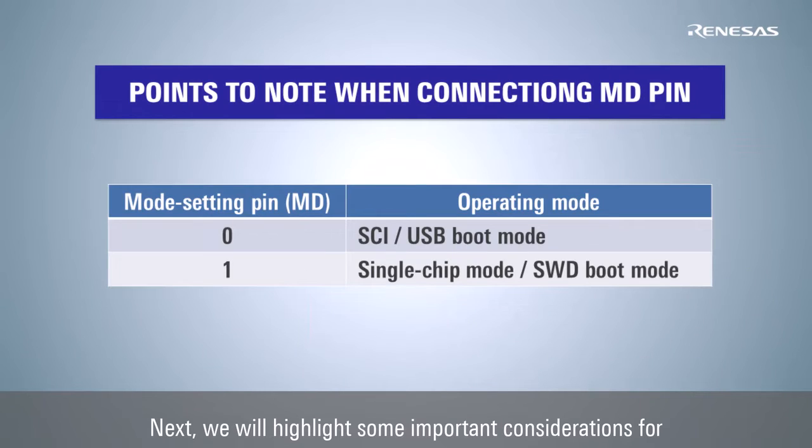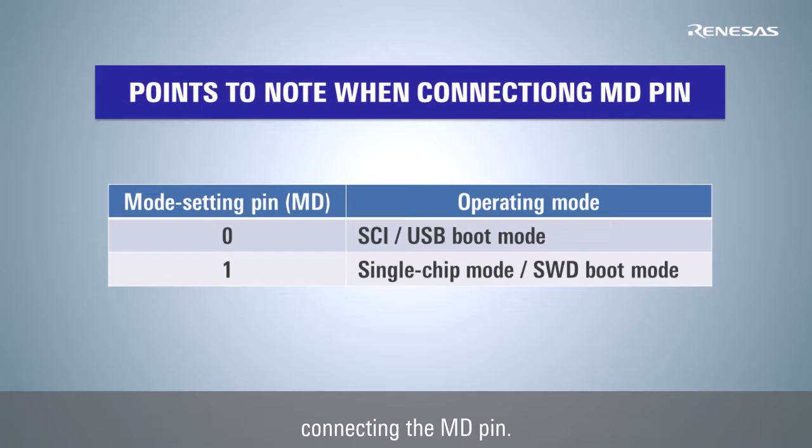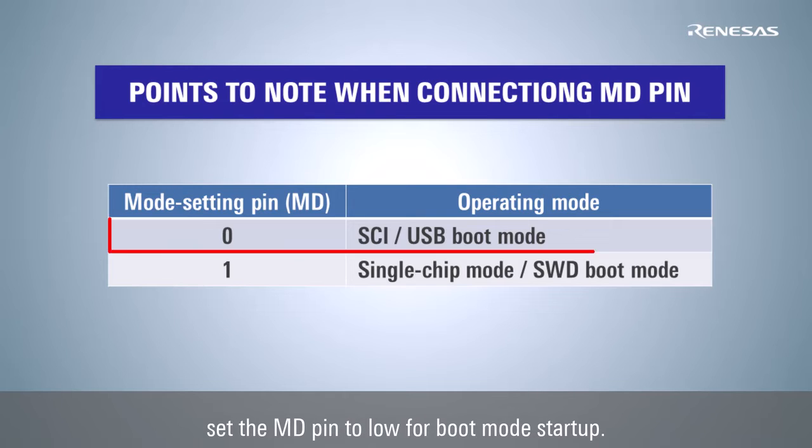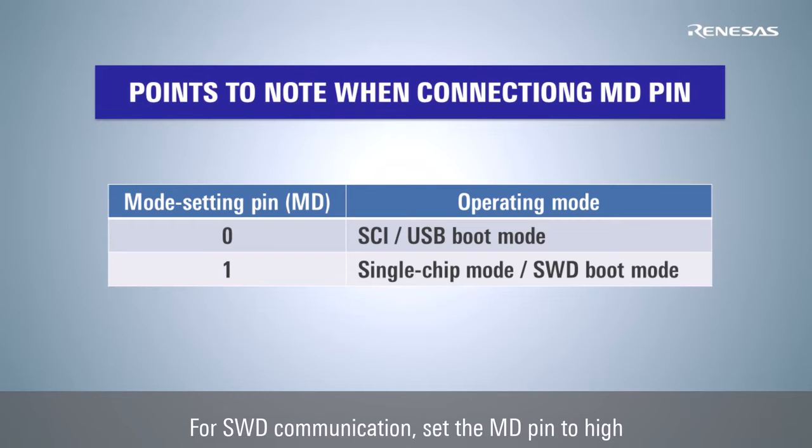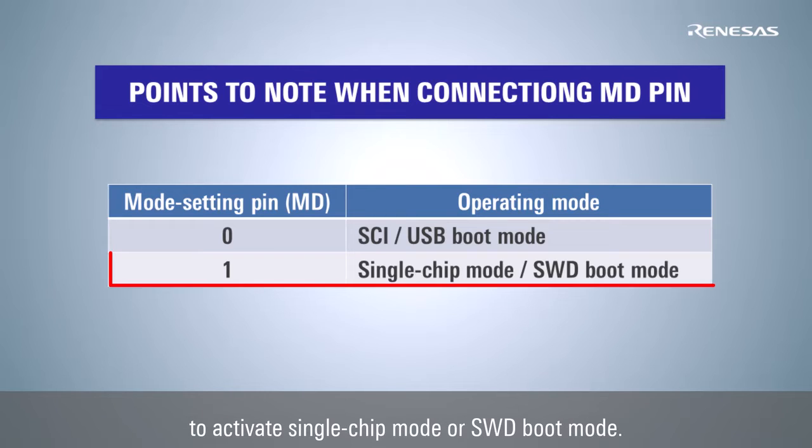Next, we will highlight some important considerations for connecting the MD pin. The MD pin controls the operating mode of the RA device during startup. When using UART or USB communication, set the MD pin to low for boot mode startup. For SWD communication, set the MD pin to high to activate single chip mode or SWD boot mode.